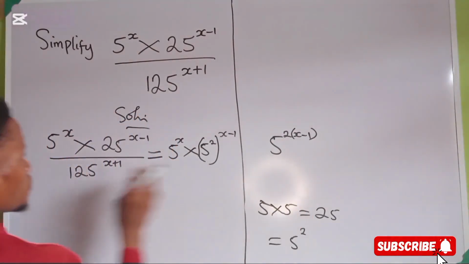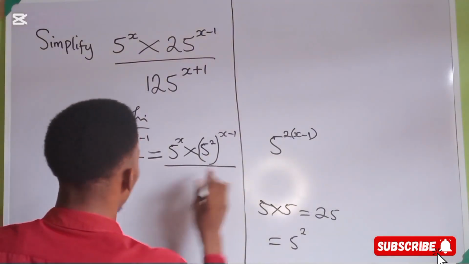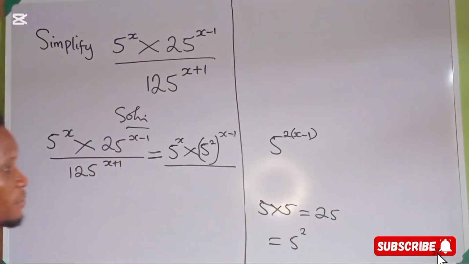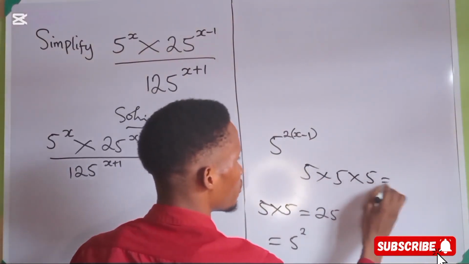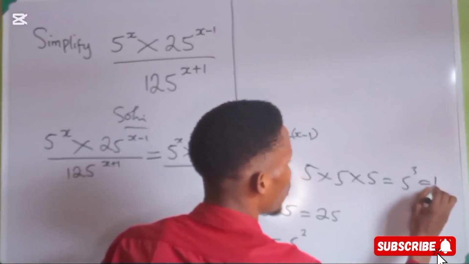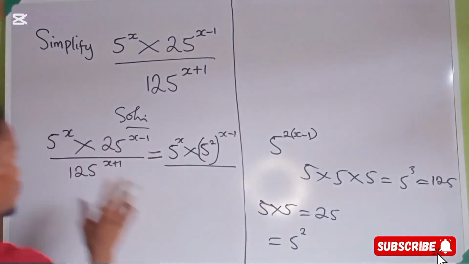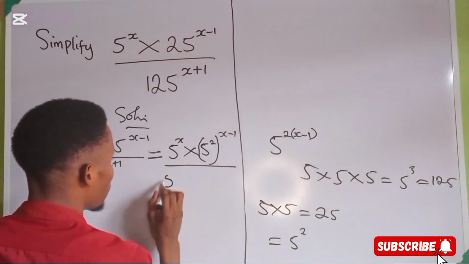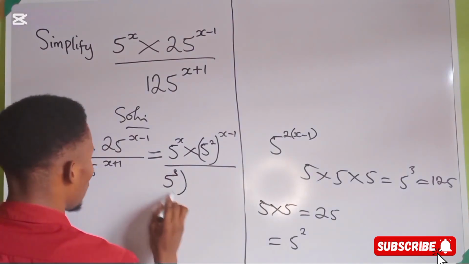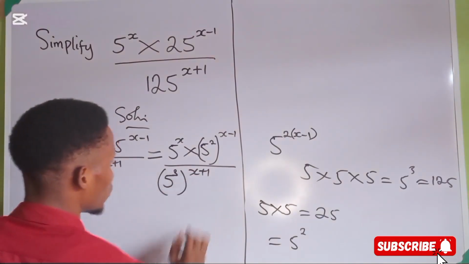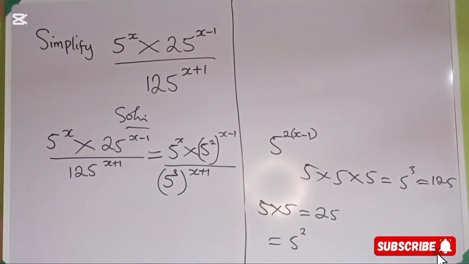Now what you do here is you divide by, so coming to this 125, you can recall that 5 times 5 times 5 will give us 5 raised by 3, which is 125. So if we do the same here, we'll have 5 raised by 3, then all brackets x plus 1. That's the first thing you should do.